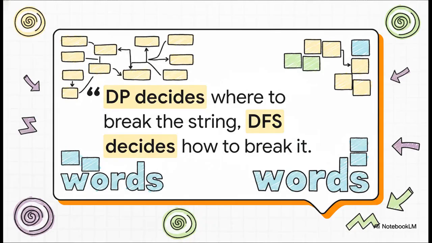If you remember just one thing from this whole explainer, please make it this sentence. This is the entire philosophy of the solution, summed up perfectly. Dynamic programming scouts the territory to tell you where you can build. Depth-first search is the builder that figures out how to build it. And memoization is the efficiency trick that makes sure you never build the same thing twice.